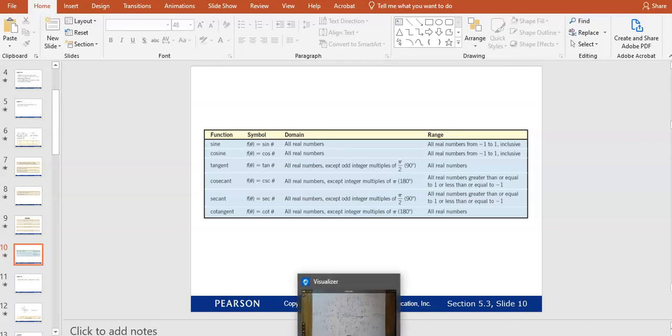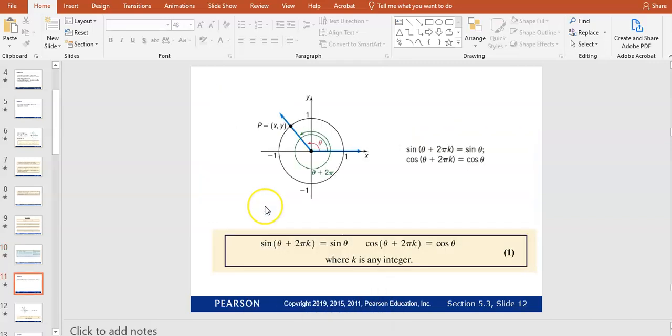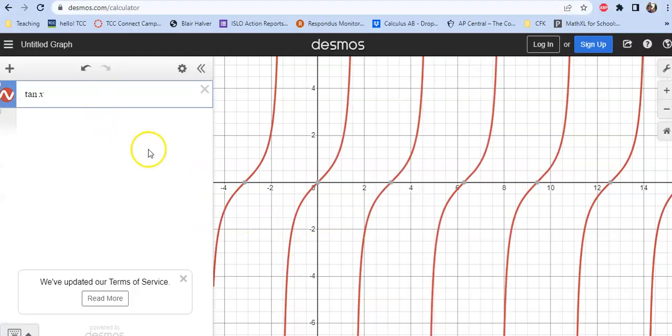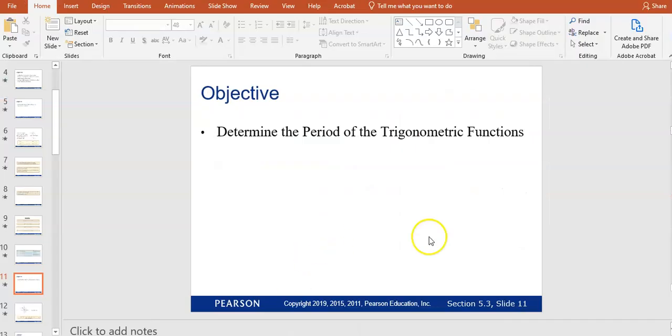Okay, let's look at the next topic. Determine the period of my trig functions. My period is where it starts repeating. Well, as we saw with our sine and cosine, it's going to be every 2 pi. Look at that graph, it's every 2 pi. When does my tangent start repeating? Well, if I'm looking at 0 going up, where is it going up again? At pi, and at 2 pi, and at 3 pi. So it starts repeating every pi. So that means my period is pi.